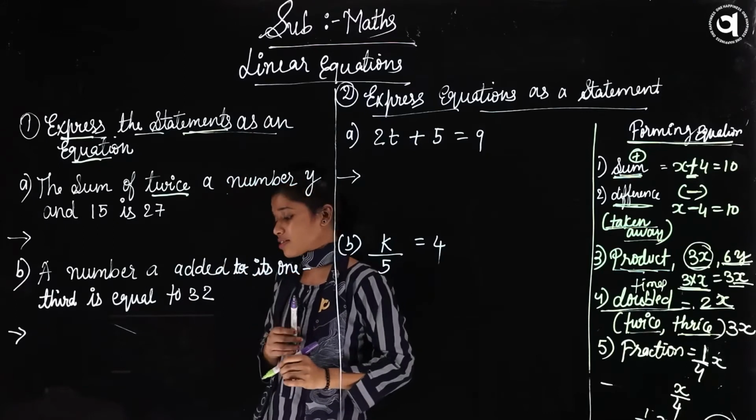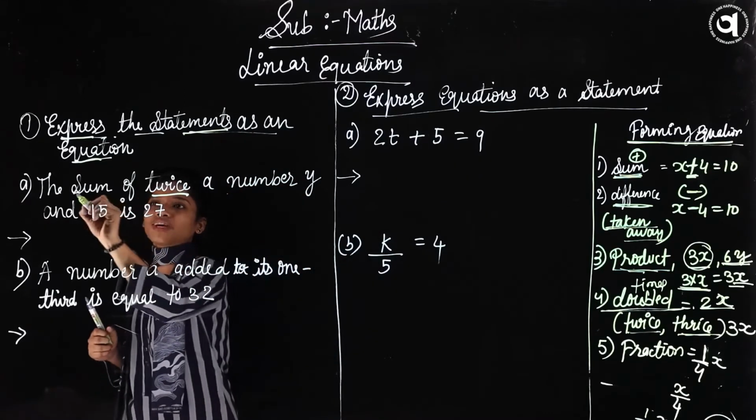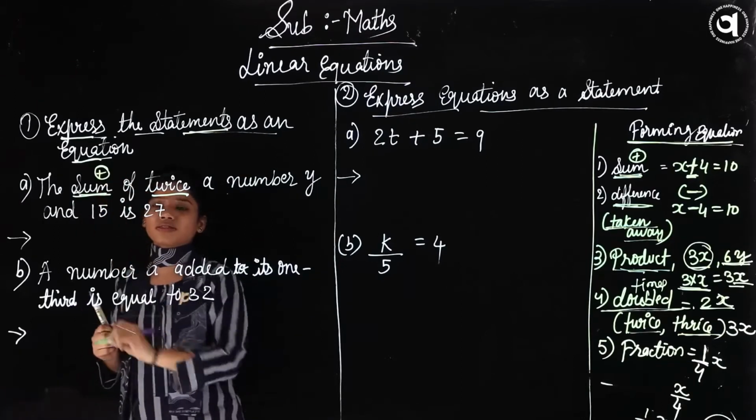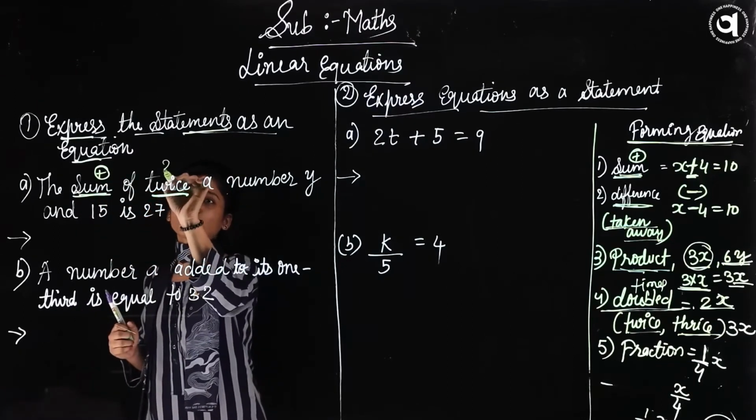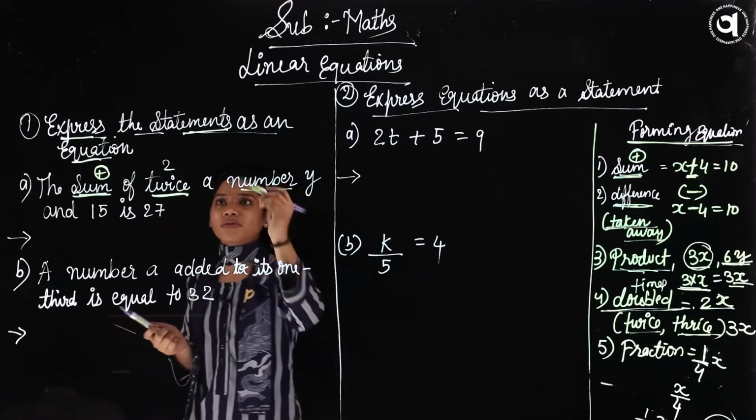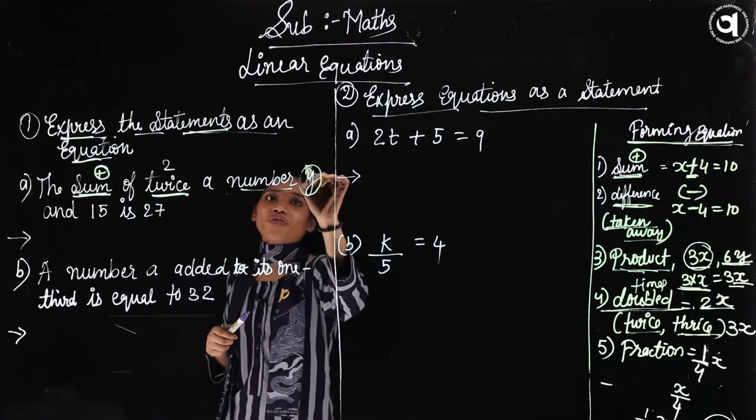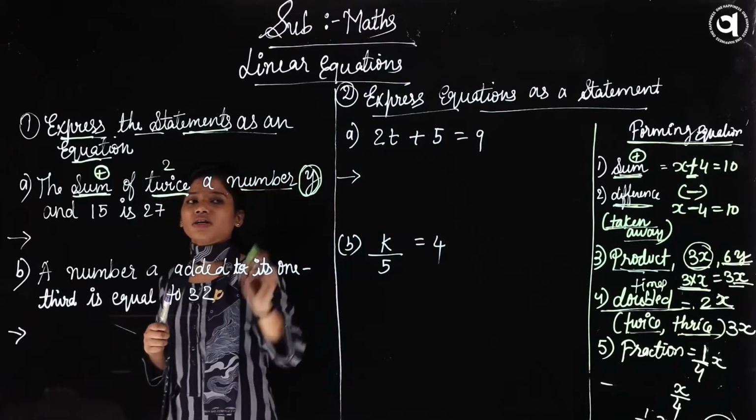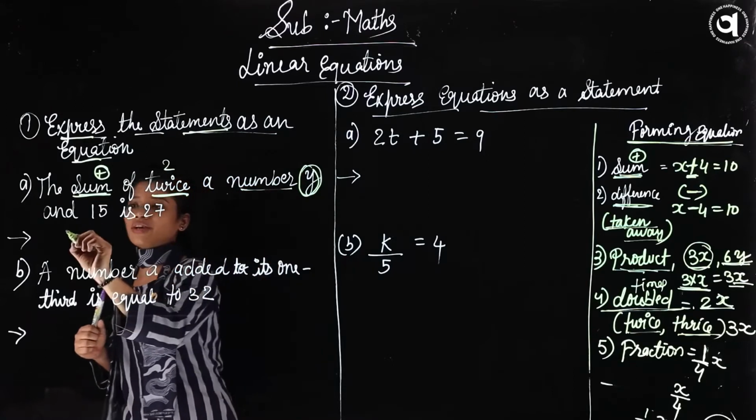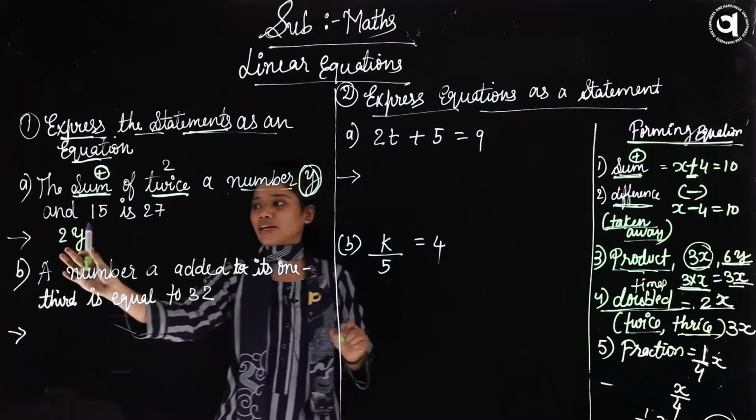Express the statement as an equation. Your statement is given, and you have to write the equation, so how will we frame it? The sum plus twice means 2 times a number. If no number is named, the question gives a variable, that is y. So twice a number y, we can write here as 2y.